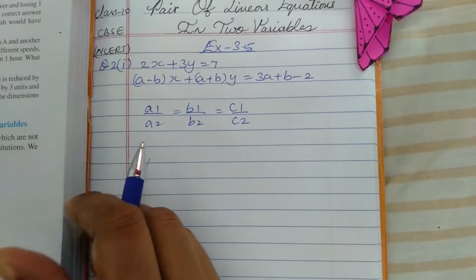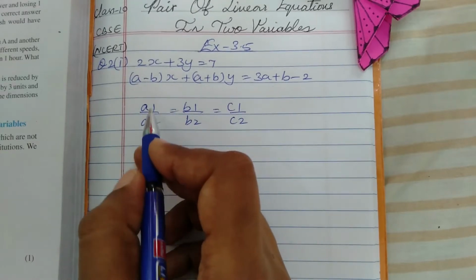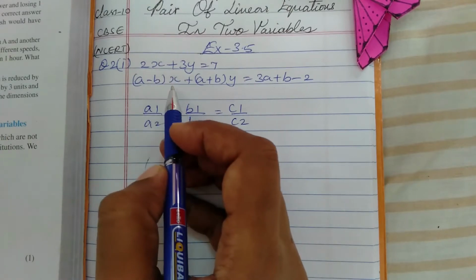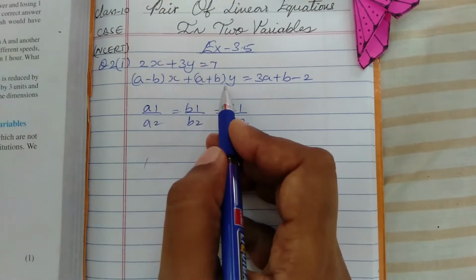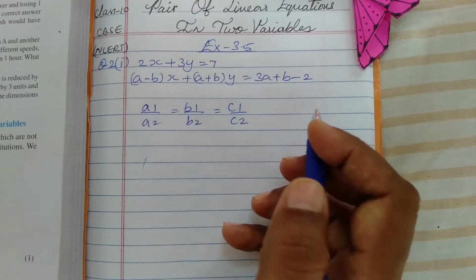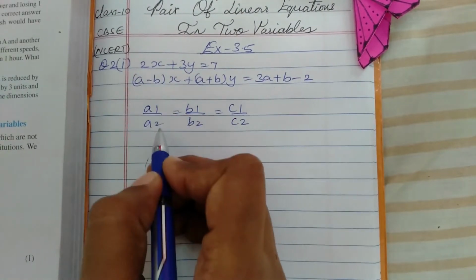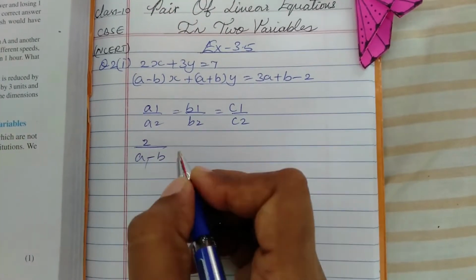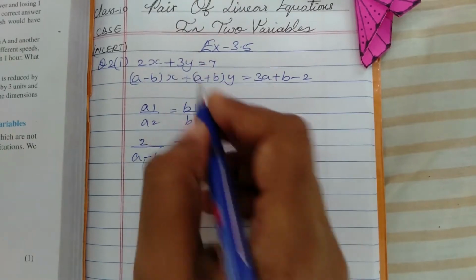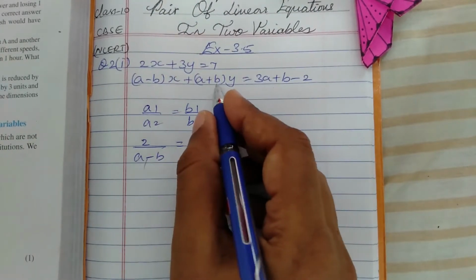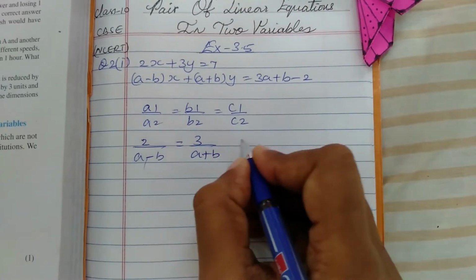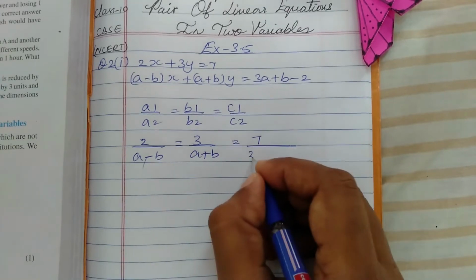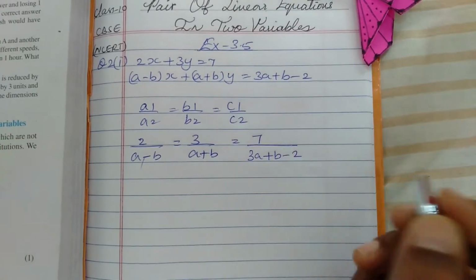Now we have to replace these coefficients in this place. So here a1 and a2 will be the coefficients of x, b1 and b2 will be the coefficients of y, and c1 and c2 will be the constant terms. So now let's replace it. Your a1 is 2 and a2 is a minus b, b1 is 3, b2 is this one, a plus b. Your c1 is 7 here and your c2 is this, so 3a plus b minus 2.